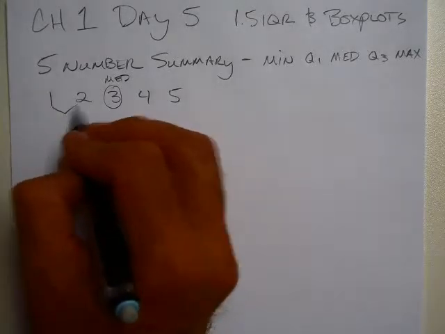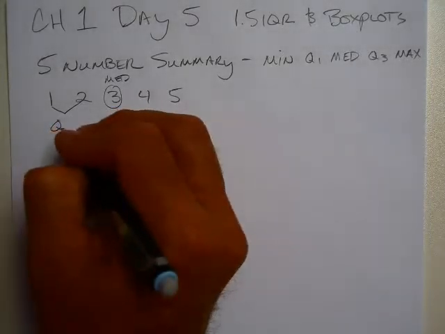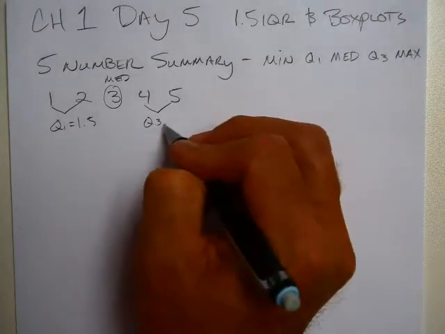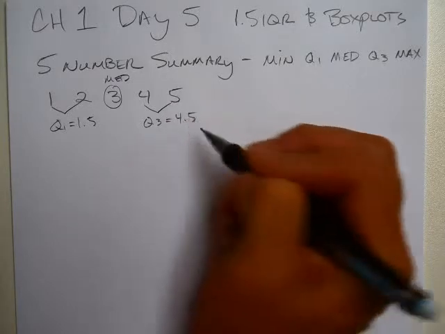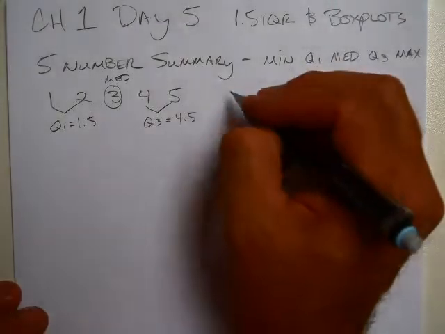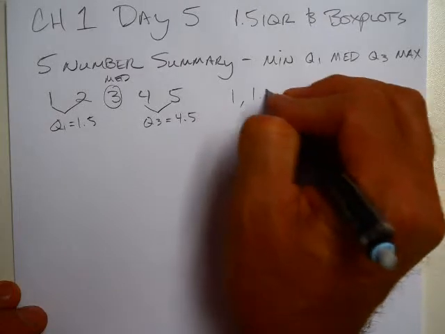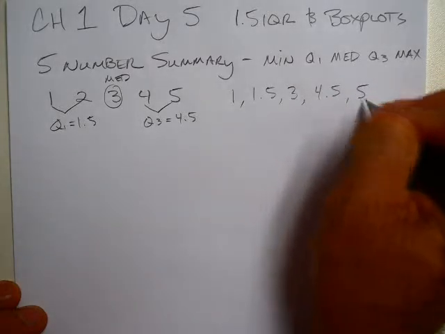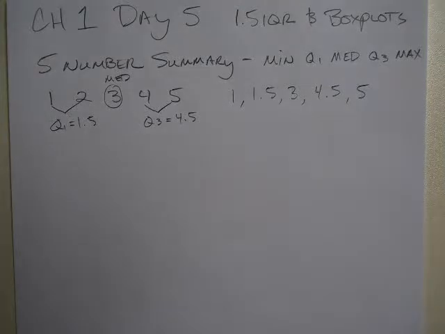So Q1 is going to be between 1 and 2, which is 1.5, and Q3 would be 4.5, right? Halfway between the 4 and the 5. So my 5-number summary is going to be 1, 1.5, 3, 4.5, and 5. Now, if the sample set's fairly small, this is an easy enough thing to do. If it's really large, then it takes some time.